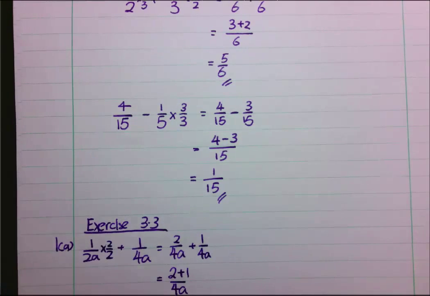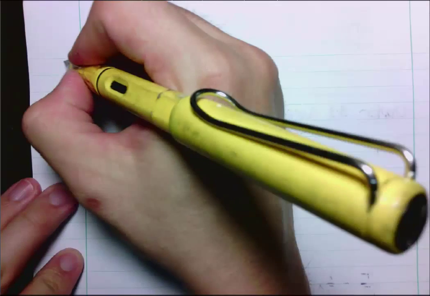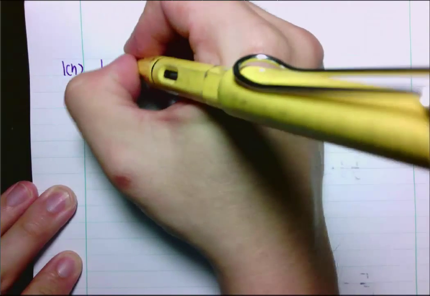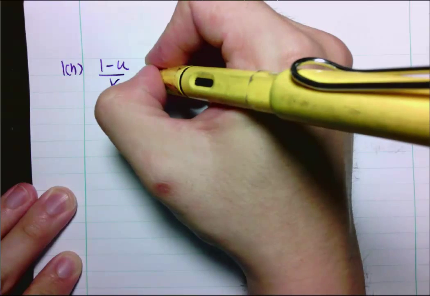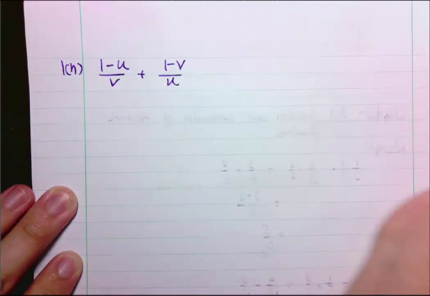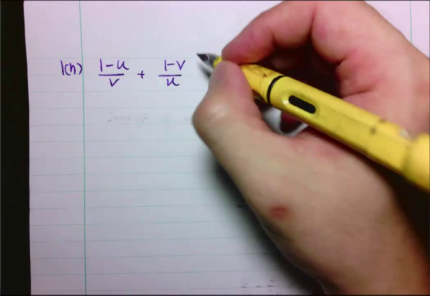Now we shall move on to something slightly more tricky. Let me give you another example, 1h. For 1h, here what we have is 1 minus u over v plus 1 minus v over u. The lowest common denominator in this case will be u times v.